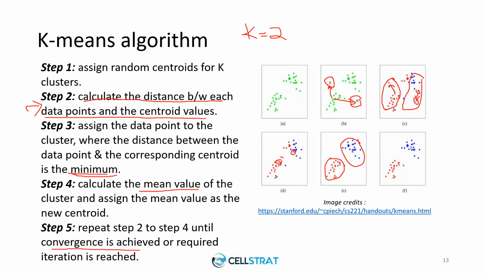Let me just summarize this part. Step 1, assign random centroids, then calculate the distance between the centroid and each data point. Whichever is closer, you assign that data point to that cluster. Then you calculate the mean value. Once the mean value is determined, your centroid gets updated to that mean value. Again, go back and calculate the distance between the data points and centroid values. Then you continue doing this until convergence is achieved.